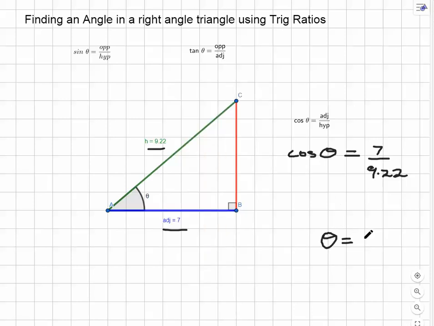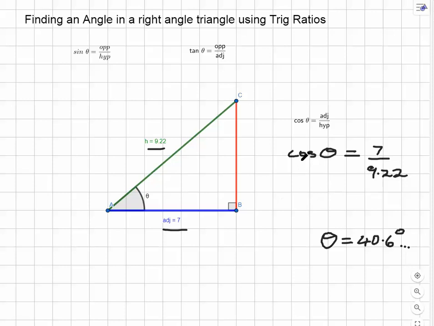Theta equals 40.6 something. And I'll put a little degree symbol there, because it's an angle, so put its units, it's in degrees.